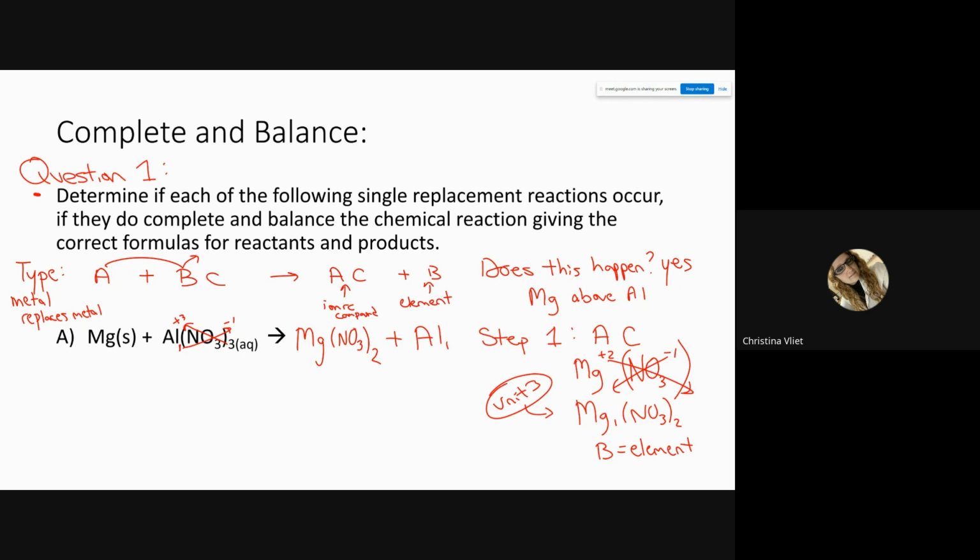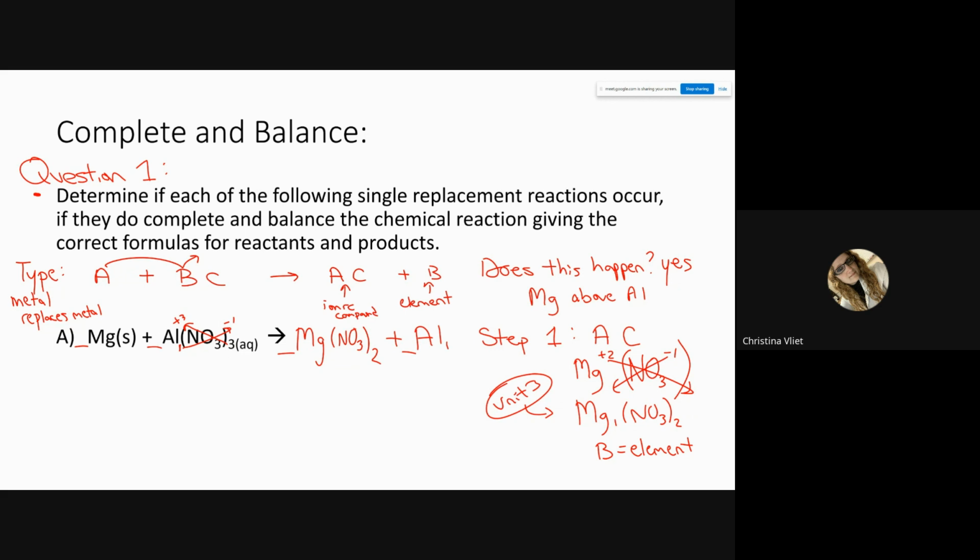So that was step 1 in here. To complete the reaction, we had to make the correct formula for the ionic compound and the correct formula for the element that's being kicked out. What's step 2 in this process of completing and balancing? The next step is to balance the equation. I don't see underlines. What do we got to do? We got to make them ourselves. So we fill in the underline.